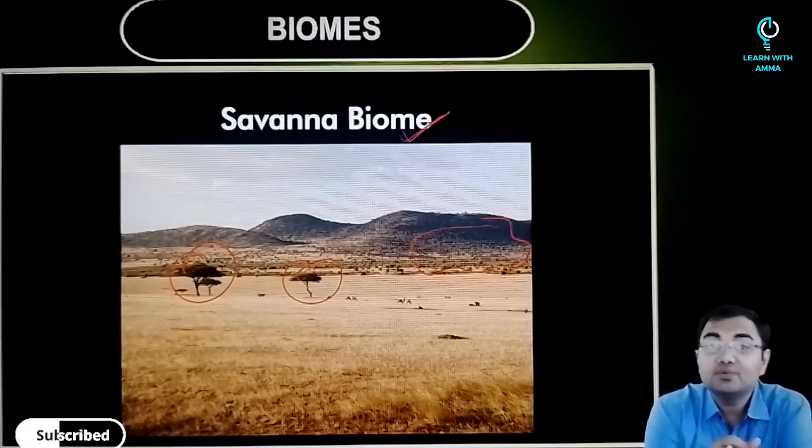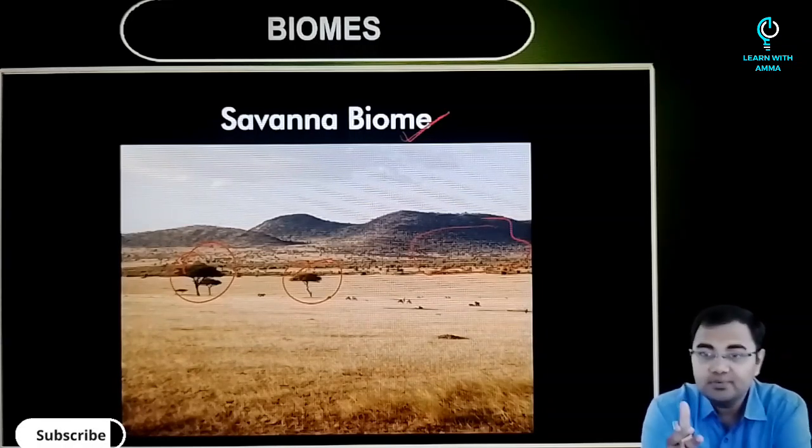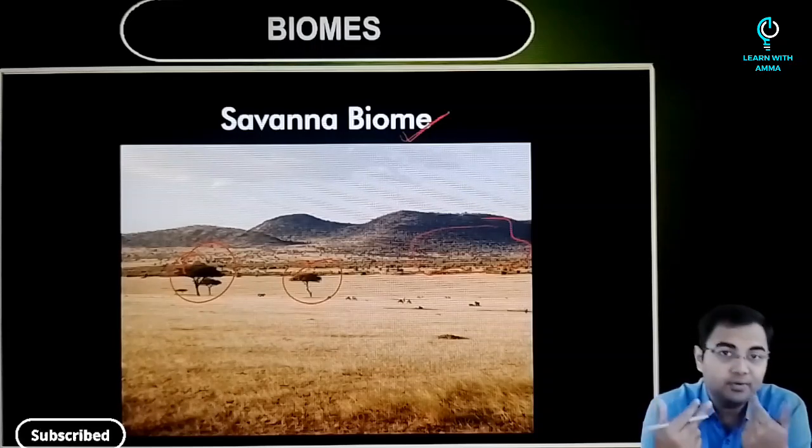And fires is something which is a very strong characteristic of savanna, because what has been observed is that all the species that survive in these regions, they are the ones that have been habituated to having fires, and regrowth after fires happen very quickly.